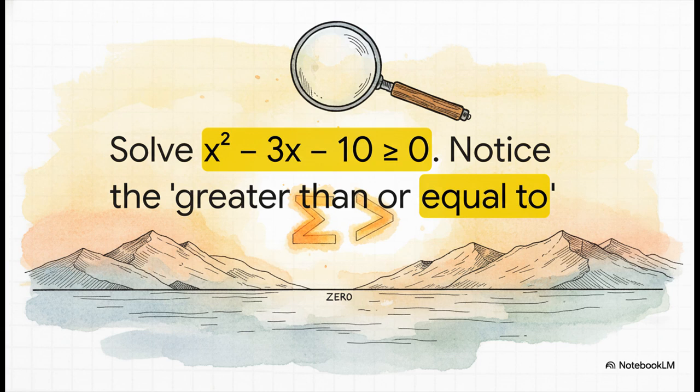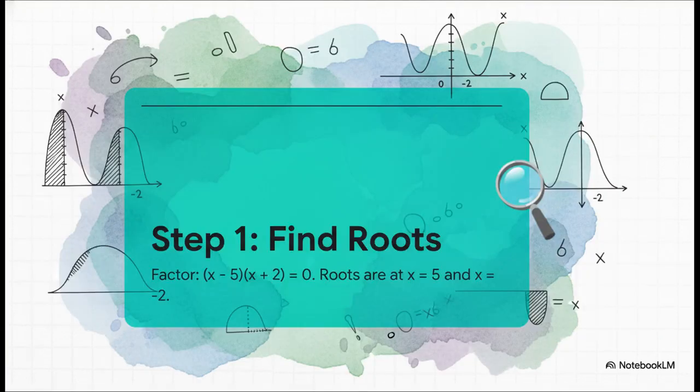That little or equal to bit is going to be really important when we write our final answer. All right, step 1, find the roots. We just need to factor this thing. It factors nicely into x minus 5 times x plus 2. We set that equal to 0, and that gives us our 2 critical points, positive 5 and negative 2. Once again, these are our boundary lines.